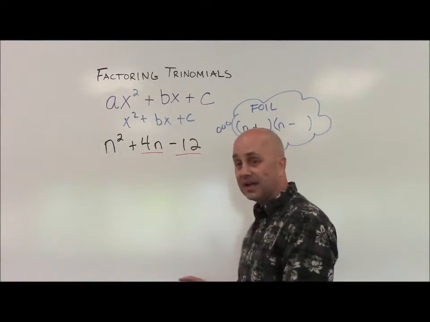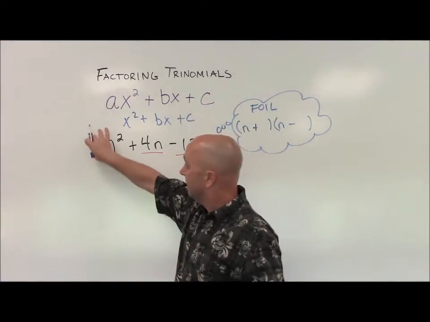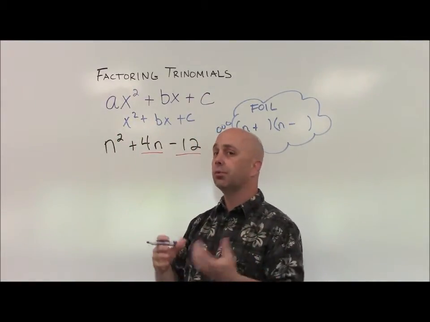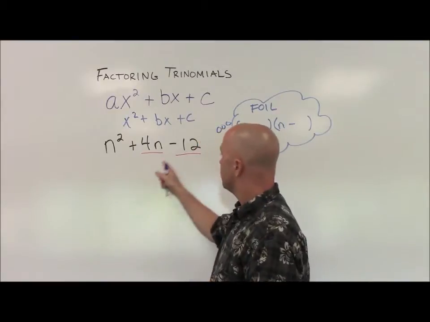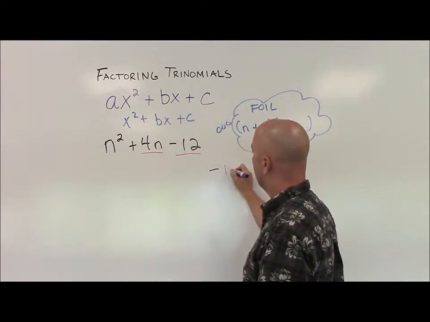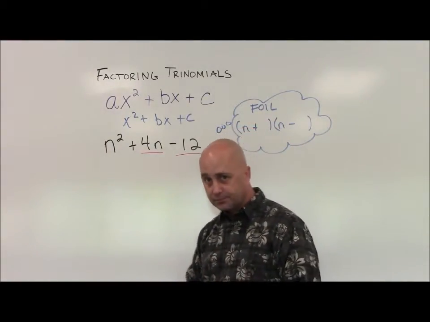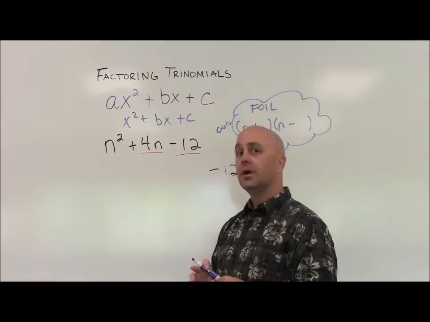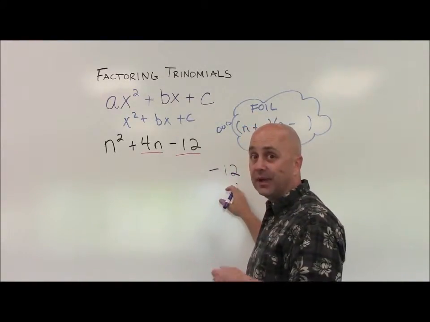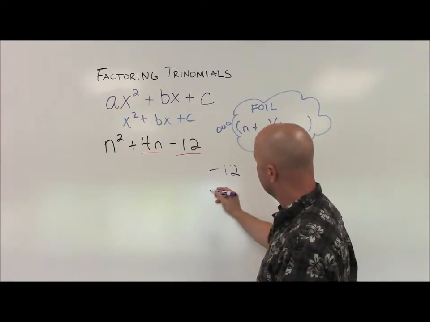So let's go over the technique that we use. The technique is to take this number here, this a term, which in this case is 1, so we don't really need to use it, and multiply it by the c term. So that gives me negative 12, because 1 times negative 12 is negative 12. Now in this case it's a little simpler because of that 1, so all I need to do is find all the factors that make negative 12. So let's make an exhaustive list of those systematically.